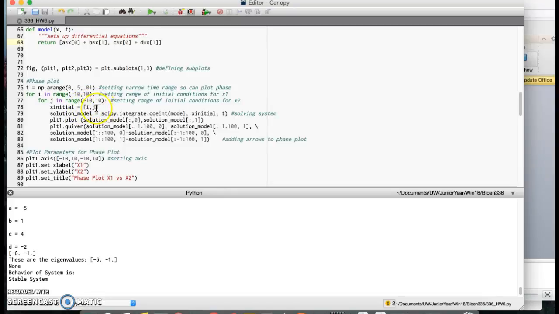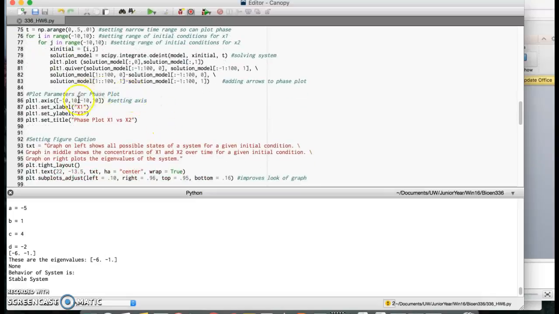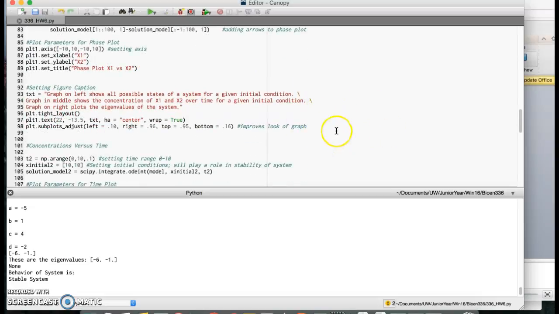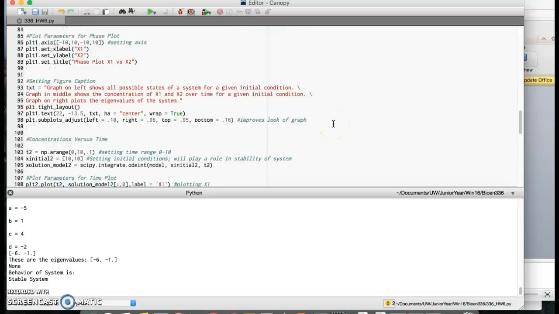So here I'm doing this for some specific i and j value. Here I'm solving the system for that specific initial condition. And then I'm plotting x1 and x2 versus each other on the graph. This command here just adds arrows to the phase plot and shows the directionality of the arrows is very important. If they're pointing inward, it'll be convergent. Outward is a divergent system. So here are just the plot parameters for the phase plot where I'm setting the axes and doing the labels. This is setting the overall figure caption for all 3 graphs.